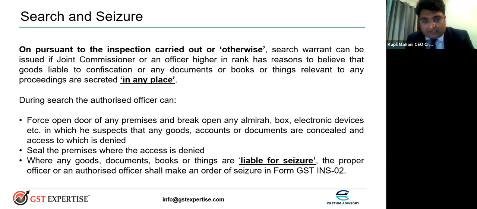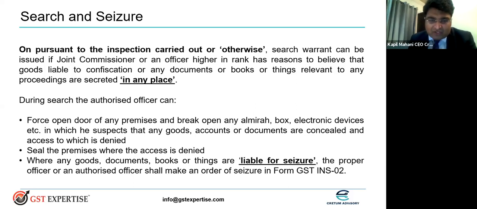And during the search, the authorized officer can even forcibly open a door of any premises, break any almirah, and seal the premises where access is denied, where any goods, documents, books or things liable for seizure are kept. So the first part is the inspection and the second part is search and seizure.